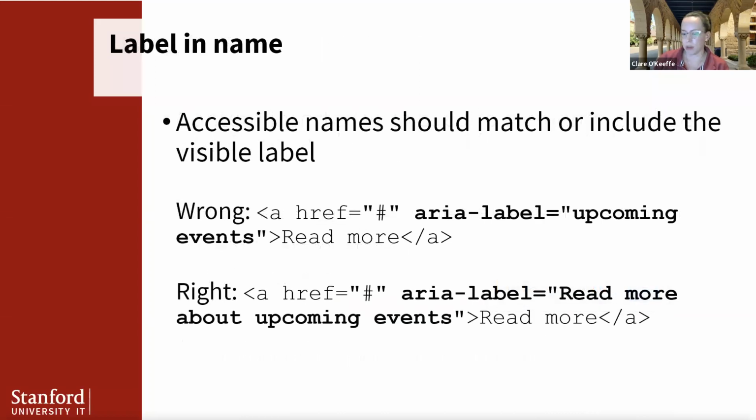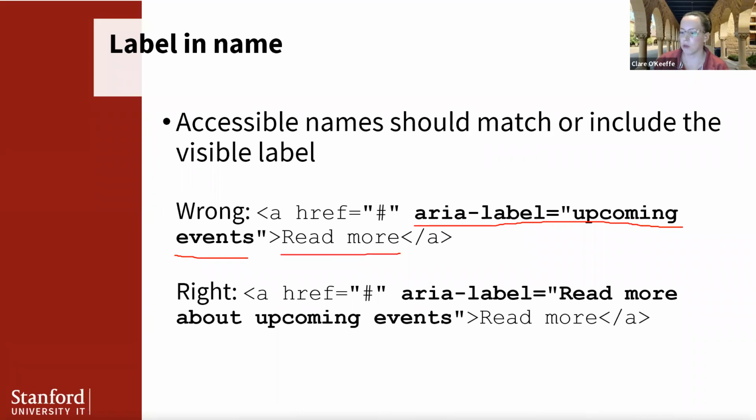And this is related to what I was talking about before. This is a WCAG success criterion about label in name, and that's that accessible names should match or include the visible label. So if you have a link that says read more, but you want to do the right thing and give some more descriptive information about where that goes, then you can use aria-label to do that. But you want to be careful not to have it be an aria-label of just upcoming events. That text of read more needs to be part of it.